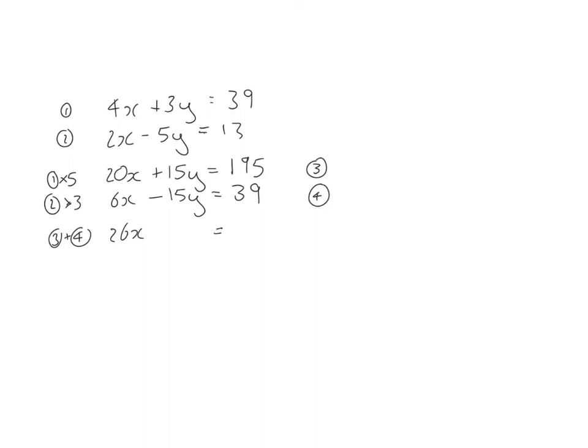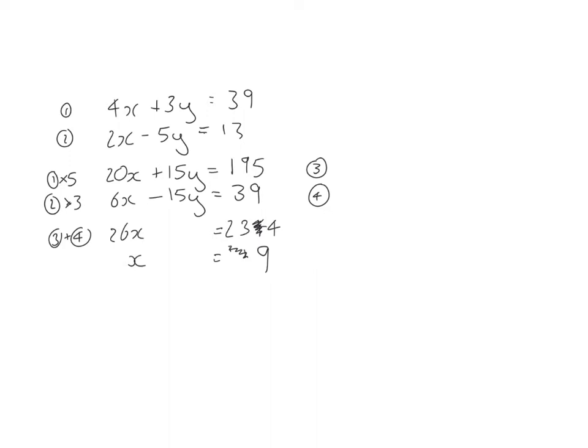195 plus 39 is 234. So 26x equals 234. If I then get x, I've got to do a bit of division here. 26 into 234. I get my calculator out and I do that. So it's going to be 9. You might have seen this before.